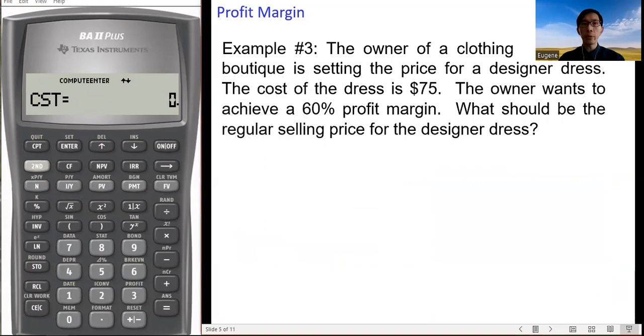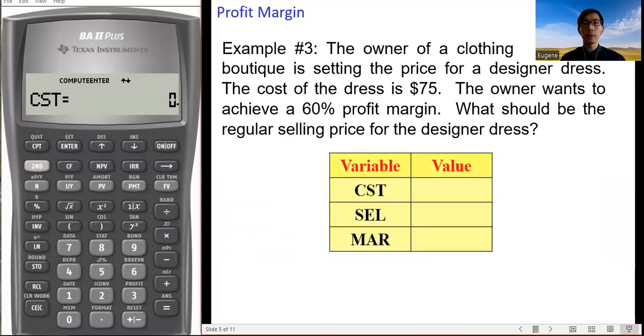The owner of a clothing boutique is setting the price for a designer dress. The cost of the dress is $75. The owner wants to achieve a 60% profit margin. What should be the regular selling price for the designer dress? The variable cost, $75. We need to compute the selling price. The profit margin is 60%.